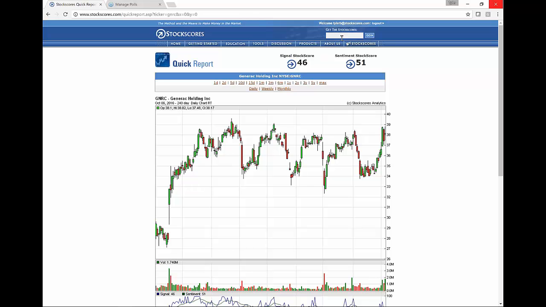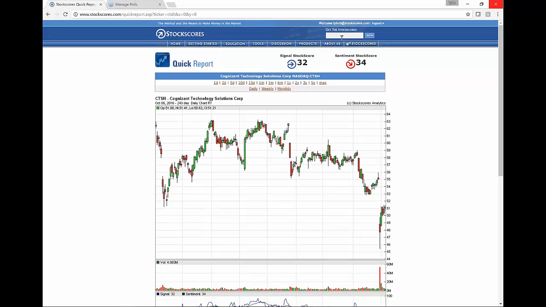I would not do anything on this. Looks okay. Just don't see a reason to buy it. I would avoid this one. This is CTSH. Sellers are in control. No reason to buy it. Looks pretty ugly overall. I would stay clear of this.